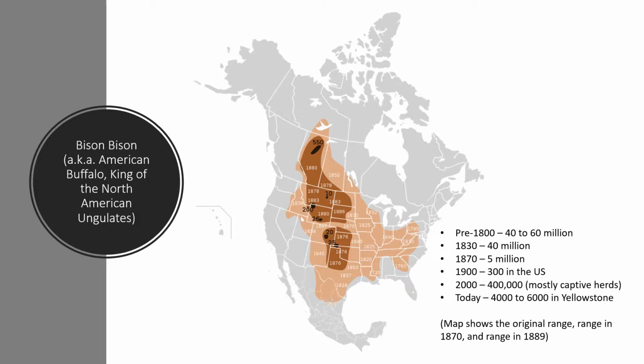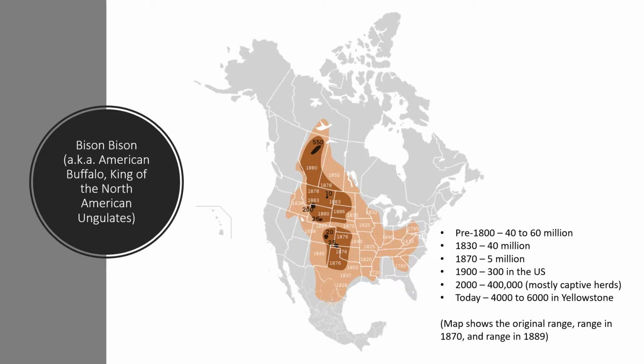greater Yellowstone ecosystem. The first species, bison, or American buffalo. Bison are the king of North American ungulates, or hooved animals. Before Europeans settled and expanded westward in the United States, there were perhaps 40 to 60 million of these guys roaming in enormous herds throughout the plain states. By 1870, the number had dropped to 5 million, largely due to hunting and harvesting for other uses.